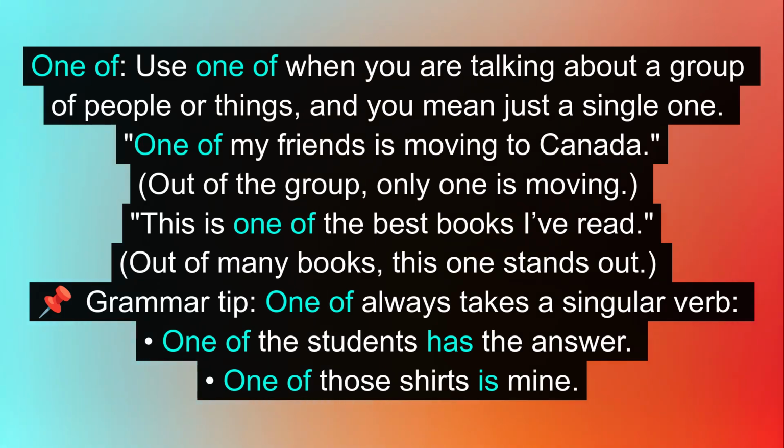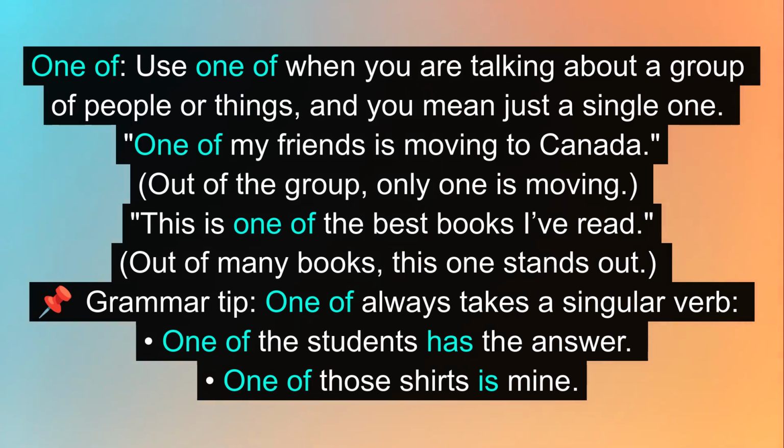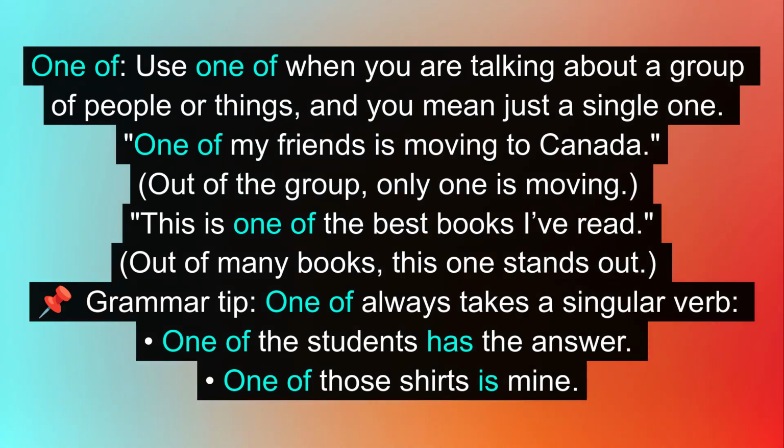One of. Use one of when you are talking about a group of people or things, and you mean just a single one. One of my friends is moving to Canada. Out of the group, only one is moving. This is one of the best books I've read. Out of many books, this one stands out.